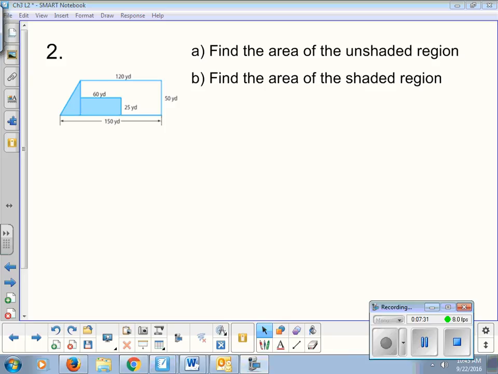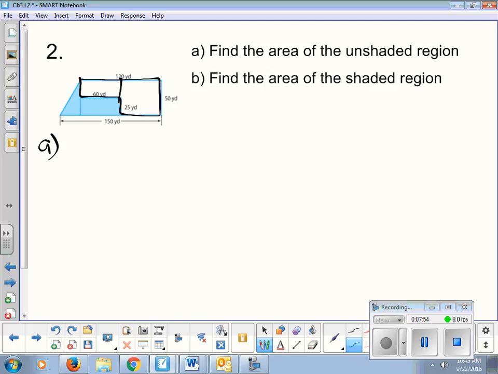Okay, for our next question, number 2, we have a composite figure. We have 2 separate parts. The first part, we want to find the area of the unshaded region. So if we focus on the unshaded region, what shapes do you see in this unshaded region? A rectangle and a square. Rectangle. Okay, so yeah, we have 2 rectangles, so we'll call this one 1 and this one 2.